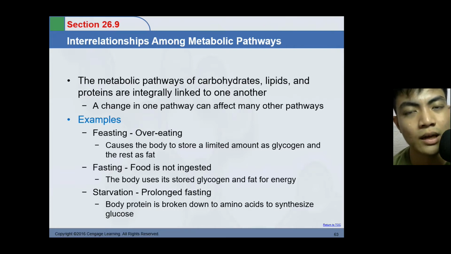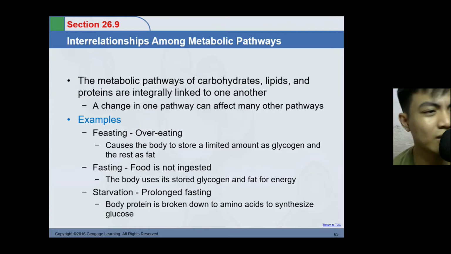Okay? Ganun. Hindi naman tayo pare-parehas ng body. Hindi naman tayo pare-parehas ng nutritional requirements. No? So, that's why always ask your dietitian. Okay? So, kunwari, in the case of feasting, okay? So, kunwari, overeating ka naman. So, it will cause your body to store a limited amount of glycogen and the rest are fat, no?